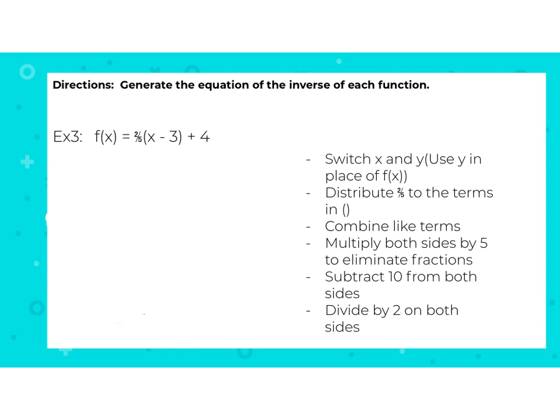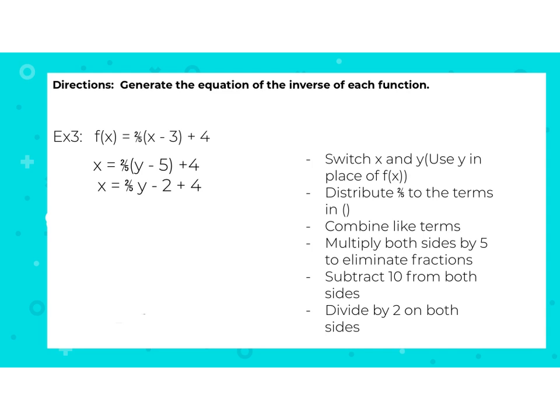In example 3, we're going to algebraically generate the equation of the inverse of this function. So we have f of x equals 2/5 times x minus 5, plus 4. And of course, the first thing we do is switch our x and our y. And remember, f of x means y. So now that we've done that, we want to go ahead and distribute our fraction to the parentheses so we can eliminate the parentheses. So now we have x equals 2/5 y, because 2/5 times y is 2/5 y, minus 2, because 2/5 times negative 5 is negative 2, plus 4.